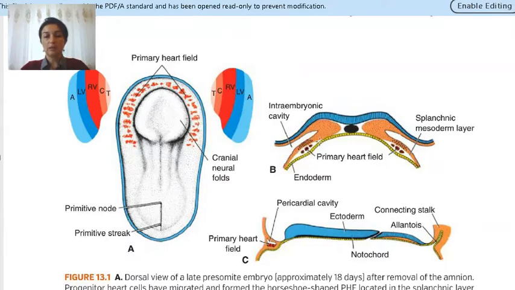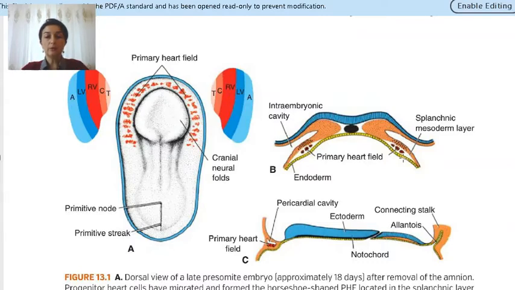Here we are looking at the lateral plate mesoderm, which has visceral and parietal layers. In the visceral layer is located this primary heart field, and these cells will be induced via the underlying endodermal cells to form the myocardium, the myoepicardial plate. So here develop the myoepicardial plates in the lateral mesoderm.